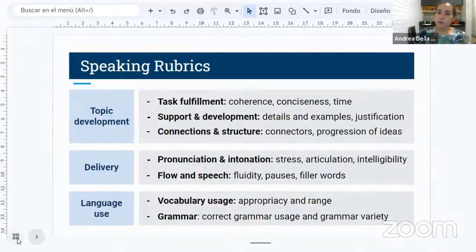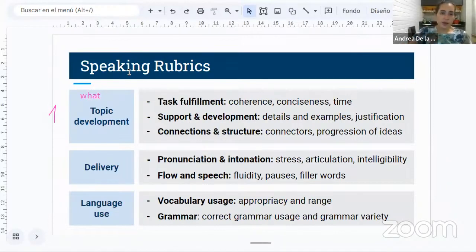Now, before we look at the independent task, this is a summary of the rubrics that the ETS uses to evaluate your speaking responses. So basically, when they are looking at your responses, when they are grading your responses, they're going to look at 3 big things. The first one is topic development. Okay, this has to do with what you say.